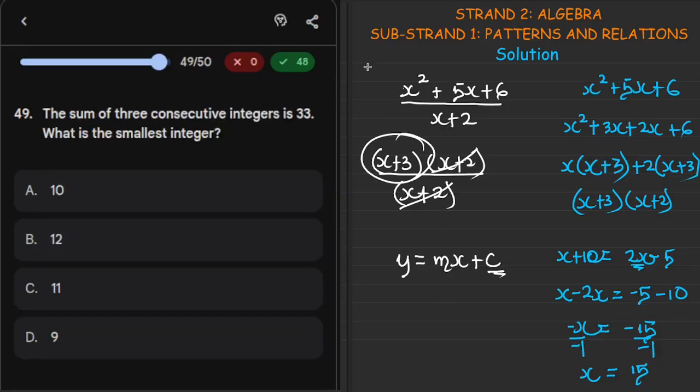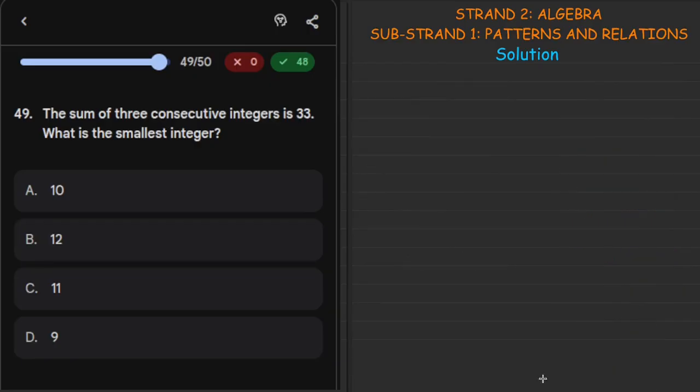Question number 49 says the sum of 3 consecutive integers is 33. What is the smallest integer? When we talk of consecutive, we simply mean one following the other in that order.